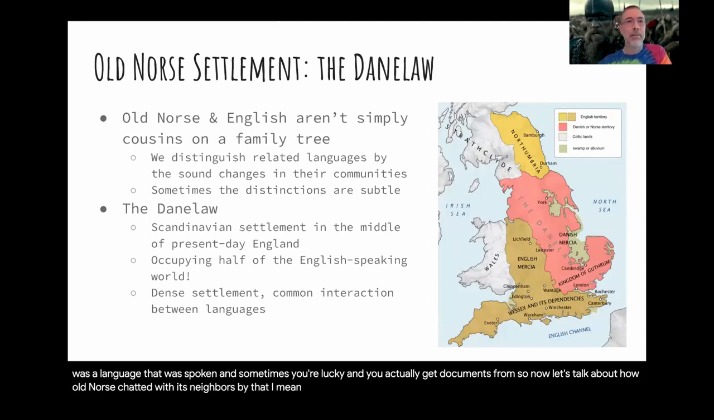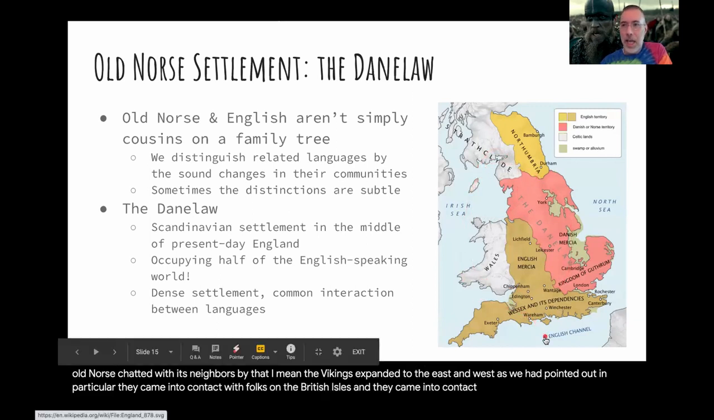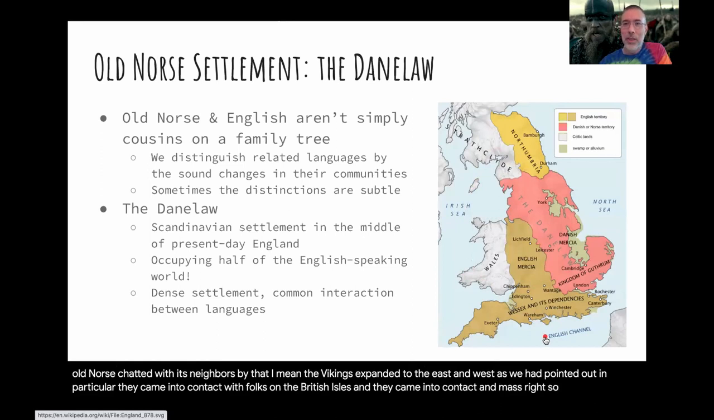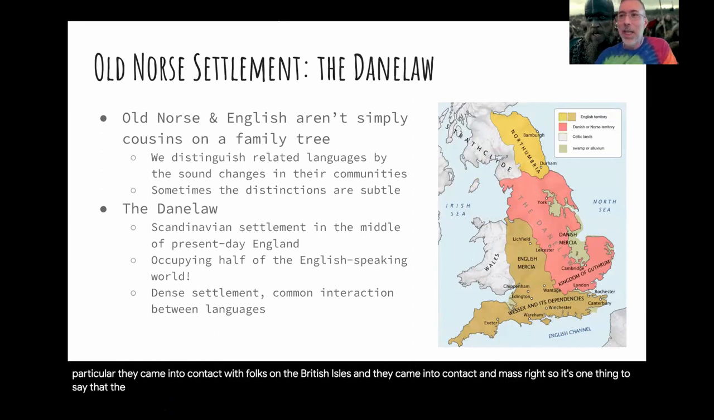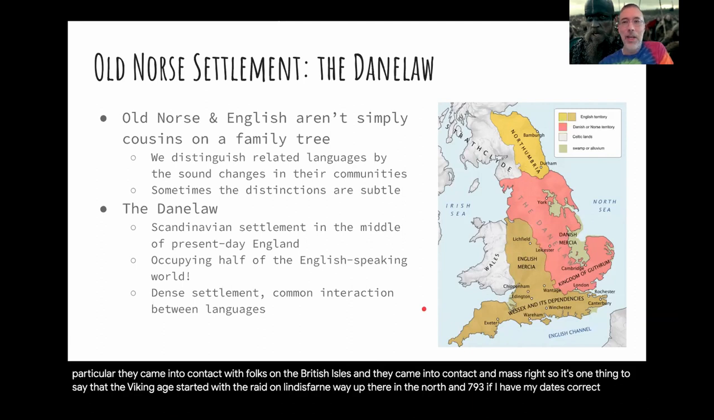By that I mean the Vikings expanded to the east and west, as we had pointed out. In particular, they came into contact with folks on the British Isles, and they came into contact en masse, right? So it's one thing to say that the Viking Age started with the raid on Lindisfarne way up there in the north in 793, if I have my dates correct, right?